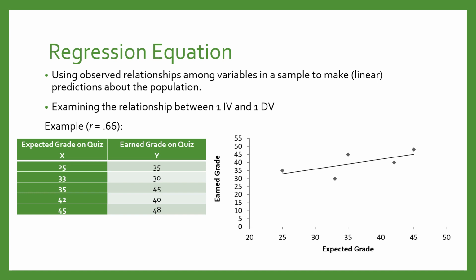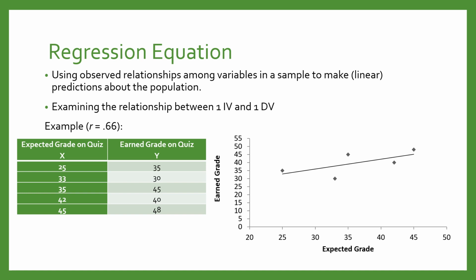Notice that the dots are clustered, meaning that they're kind of close to a line, so that's strong, and they go upward, meaning it's a positive correlation. Notice, though, that the correlation is strong, but it's not perfect. We don't have a correlation of 1, or -1 if it was a negative relationship.